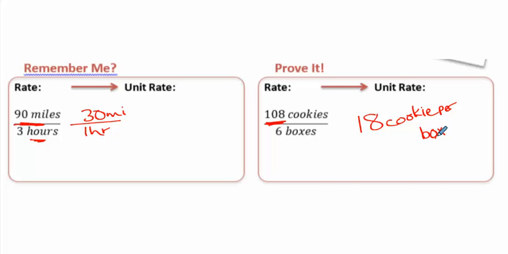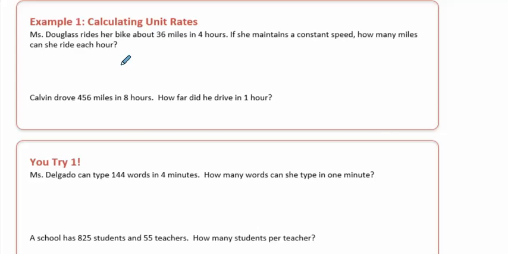All right, let's look at a couple word problems and make sure you know how to set them up. Miss Douglas rides her bike 36 miles in 4 hours. You can stop right there. Those are the things we're comparing: 36 miles, 4 hours. So we're looking at miles and hours. If she maintains a constant speed, how many miles could she go each hour? That means hours needs to go on bottom. So I have 36 miles in 4 hours. Simply divide that and it comes out to be 9 miles per hour.